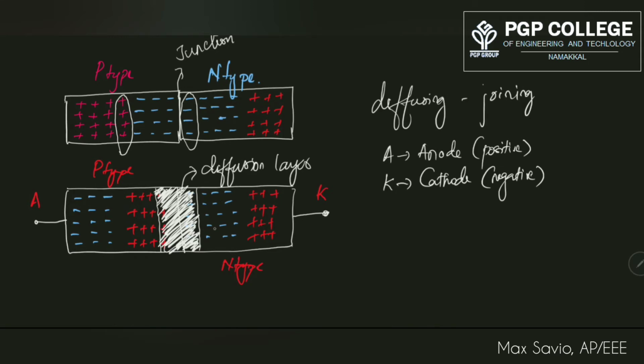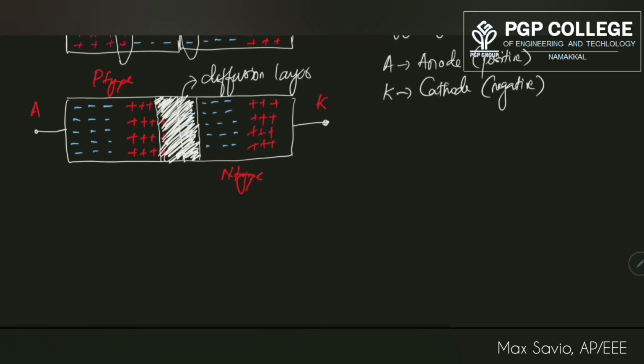And once they come closer to the junction, due to diffusion, they start to neutralize, that is, the positive and negative charges change and they become neutral, and this forms a diffusion layer. This diffusion layer acts as a barrier, so it is also called a barrier layer. A barrier is something that does not allow any flow of current through it. Now this semiconductor device is not going to conduct until the diffusion layer is made.